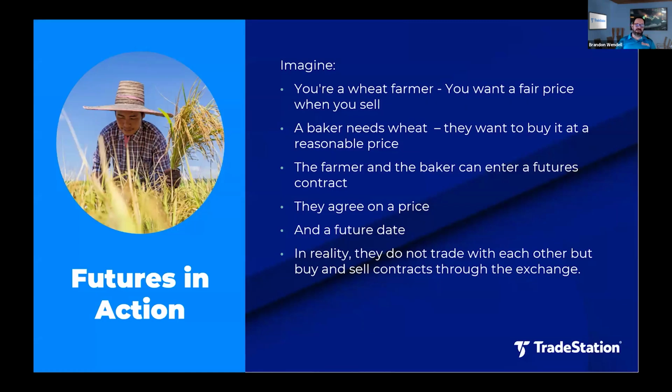So how do they work? Well, imagine you're a farmer and you obviously want to sell the wheat that you're growing at a fair price. If the prices drop, it hurts your farming, right? And a baker is a user.